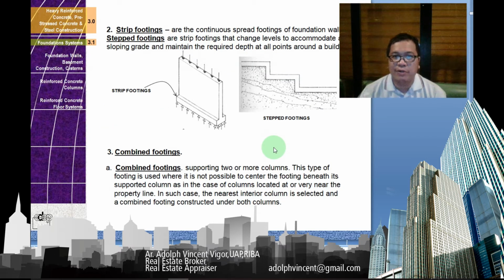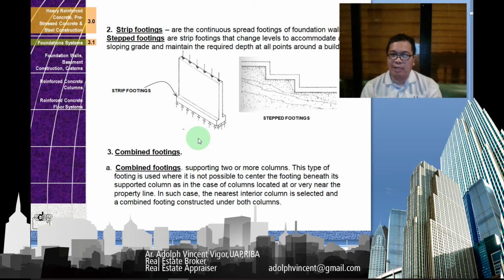You also have strip footings. These are continuous spread footings of foundation walls. Stepped footings are footings that change levels to accommodate the sloping grade and maintain the required depth at all points around the building. This is an example of a strip footing here. This is an example of a stepped footing. I think it's easy to understand the concept if you look at the diagram in the drawing. Then you have combined footings.